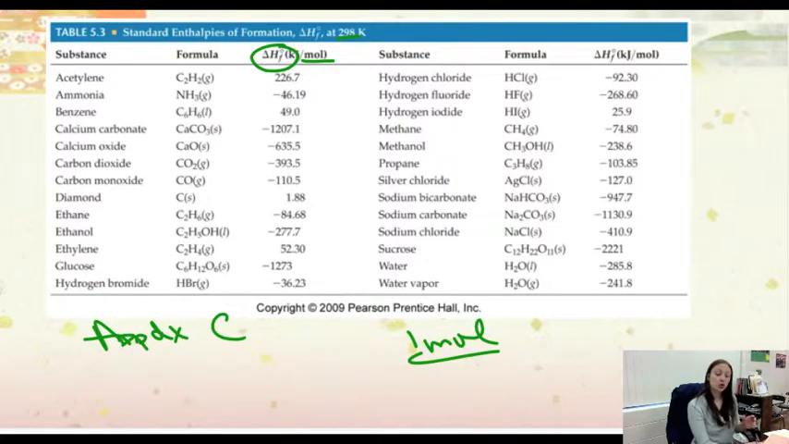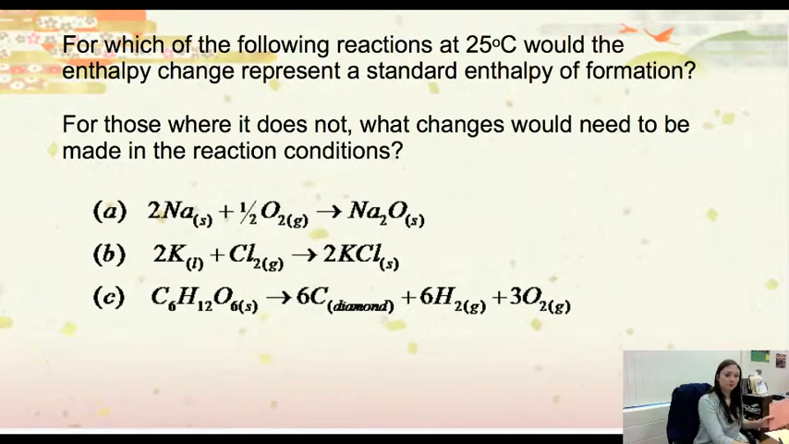Okay, and again, we're just looking at another way to calculate heat and enthalpy without having to actually do the reaction for these. So let's look at an example. It says, for which of the following reactions at 25 degrees Celsius will the enthalpy change represent a standard enthalpy of formation? For those that are not, what changes would need to be made in order for the reaction conditions?